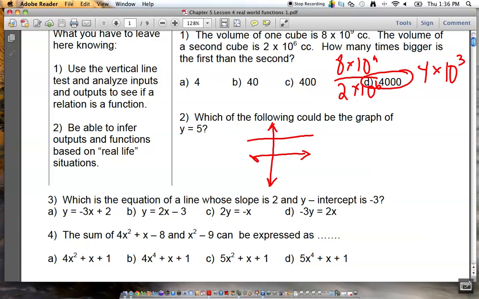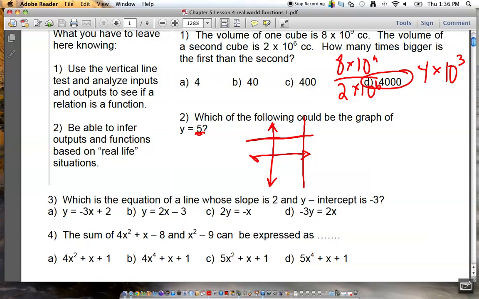Listen carefully. Ready? Y equals a number like 5, a constant. Y equals 5 will always go through the y-axis. Say it with me. Y equals 5 will always go through the y-axis. X equals 5 will what? Always go through the x-axis. So that's how you can tell which line is which.